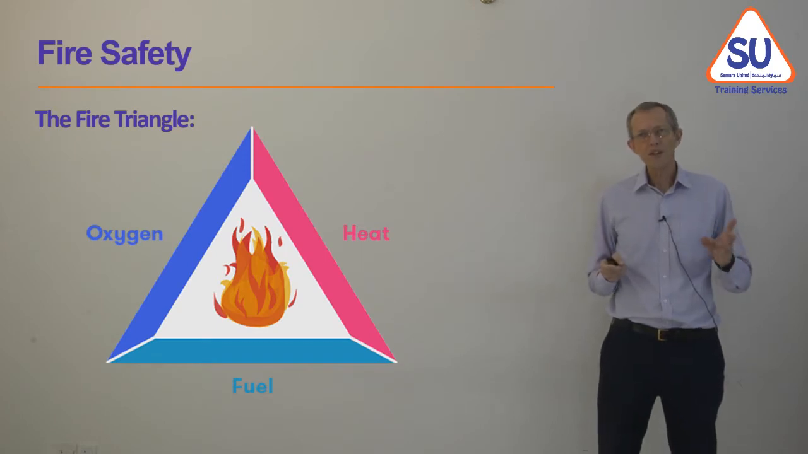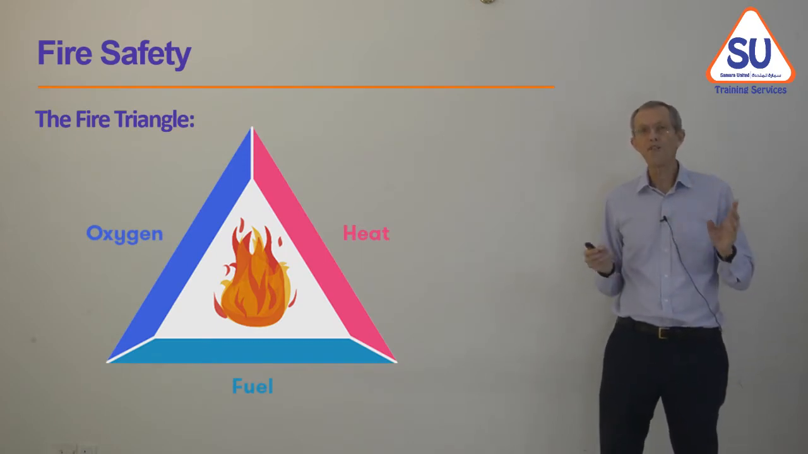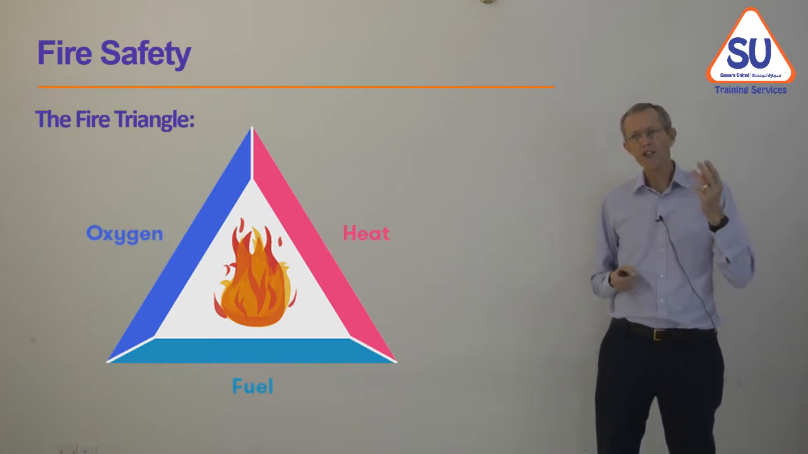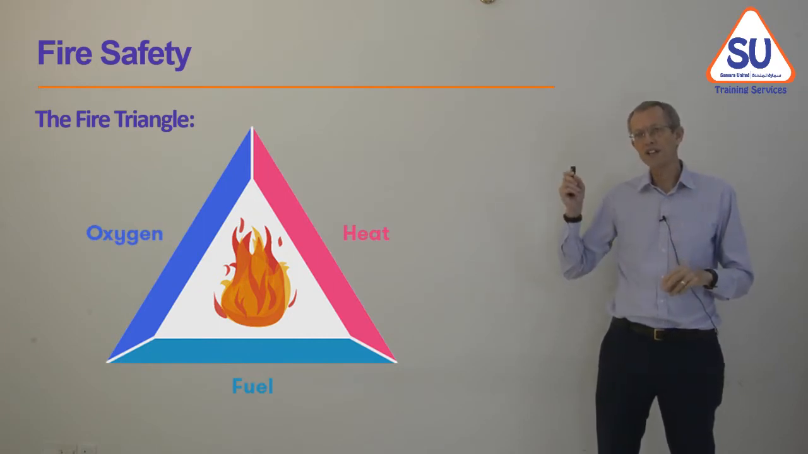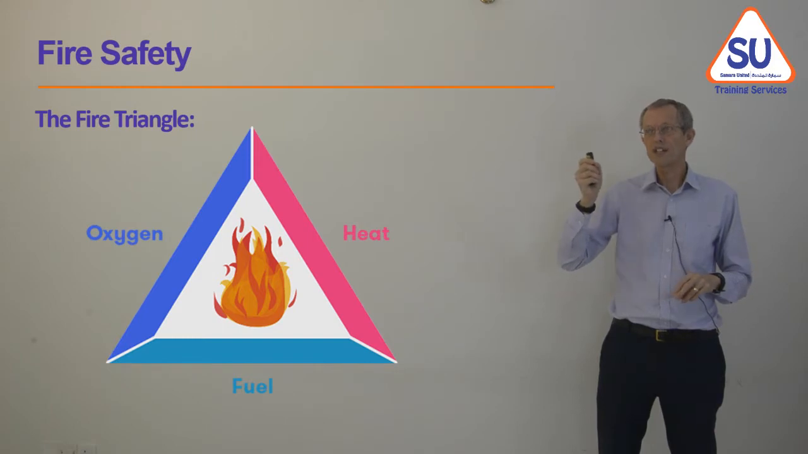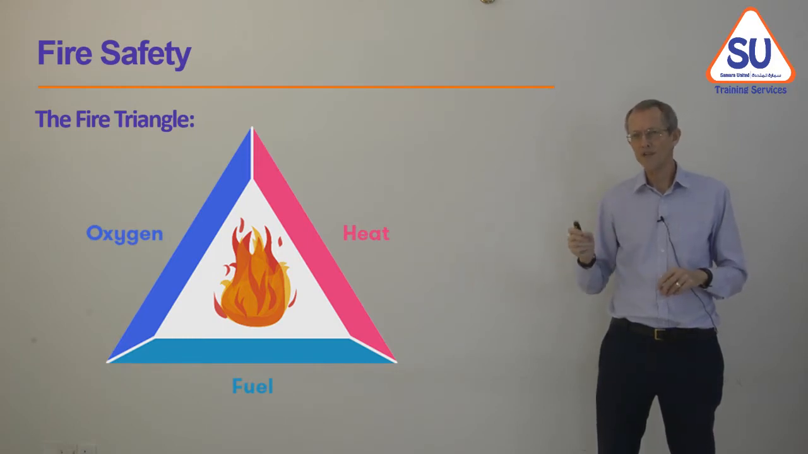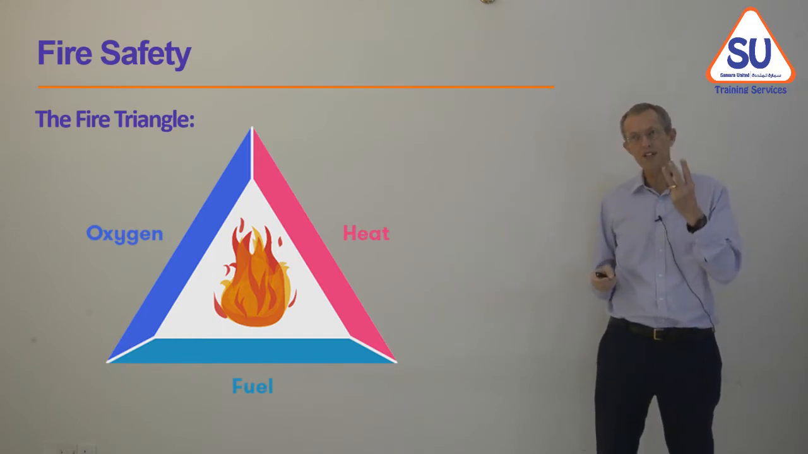With fire safety, we keep in our mind what we call the fire triangle. The fire triangle has three important sides. One side is heat, one side is oxygen, one side is fuel. So there are three sides, and we need to have all three of these in place to have a fire.